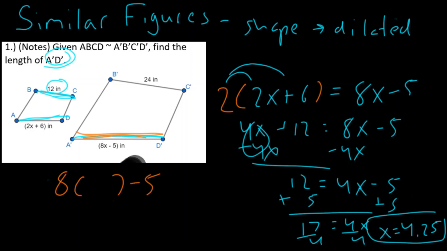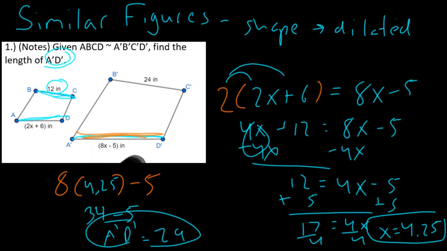And check it out. We know that our x value is this nice 4.25, which I'll use a calculator for. If I had to guess, I would say it's 32. But we always want to use a calculator. 8 times 4.25. Oh, and see, there's my mistake. I said 32. It was 34. And guys, 34 minus 5 will give us 29. So it turns out that the length of A prime D prime was 29.